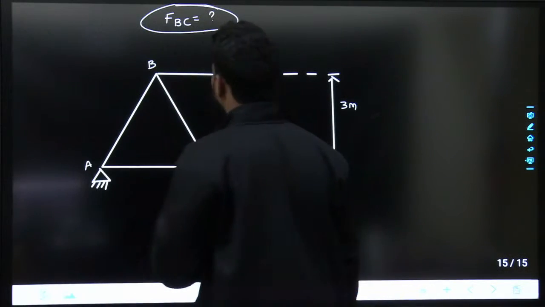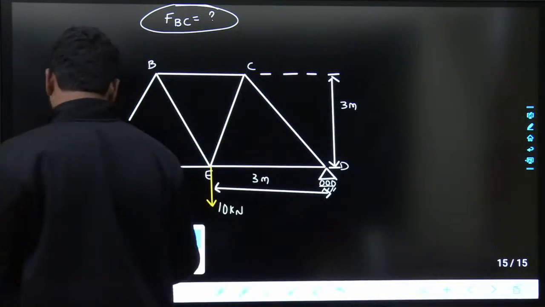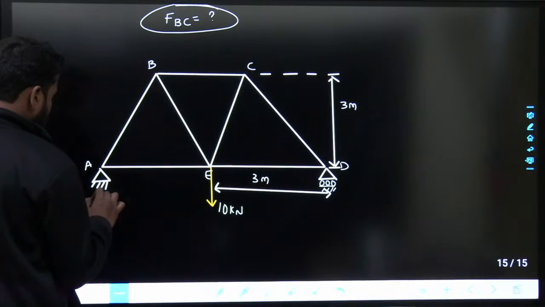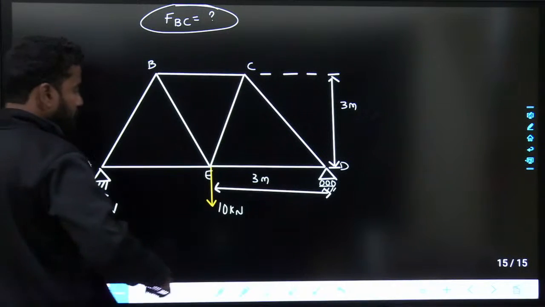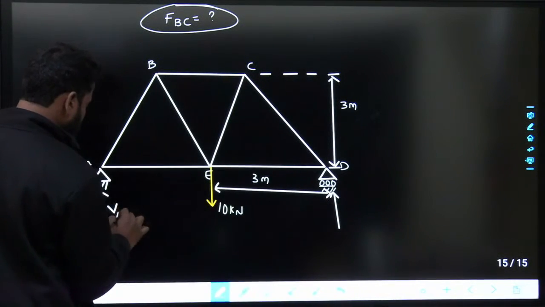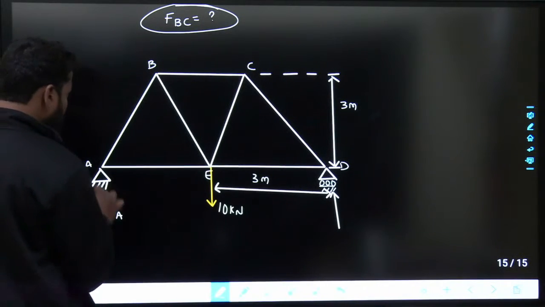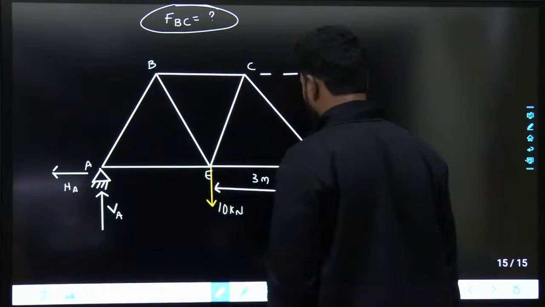So he is asking for the force in member BC. If you are trying to solve by method of sections, not from method of joints, first we have to find out the reactions at the supports. Let us say this is VA, this is HA, and this one is VD.